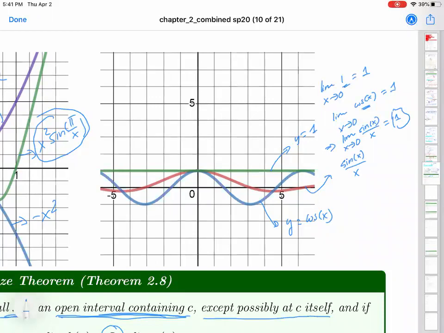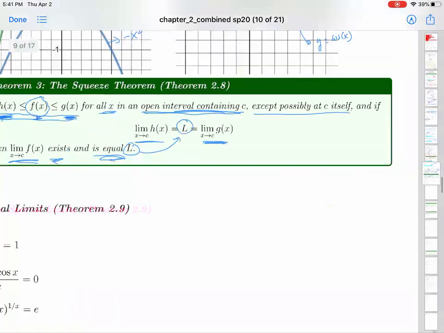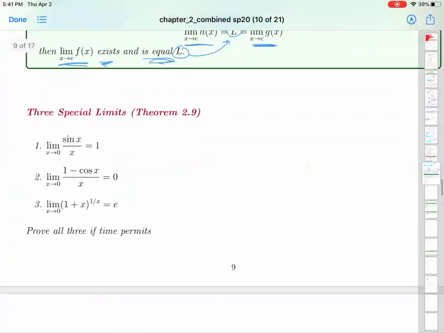At first, you cannot do that because you cannot plug 0 into x, right? But then using the squeeze theorem, the limit of the function sine of x over x when x goes to 0 equals 1. And this is one of the special limits whose result we can use in order to find limits of other functions that involve one of these functions.